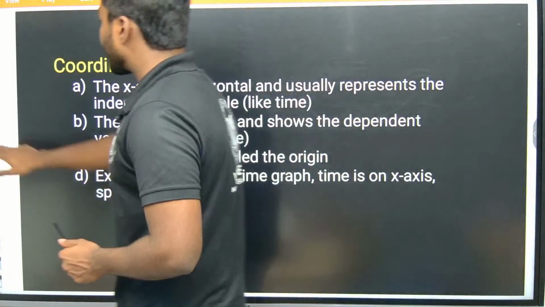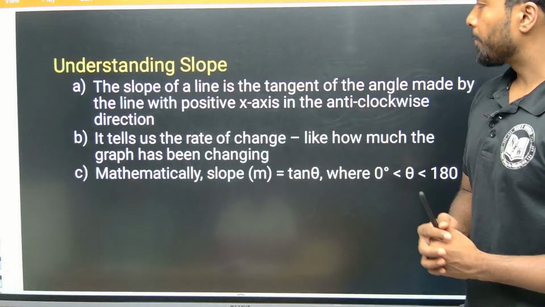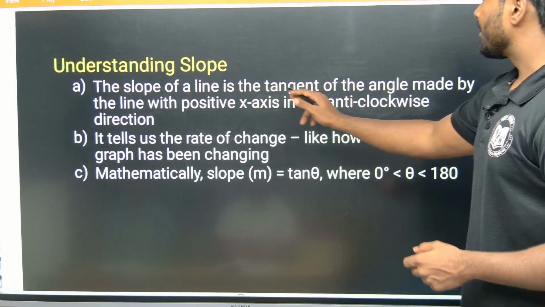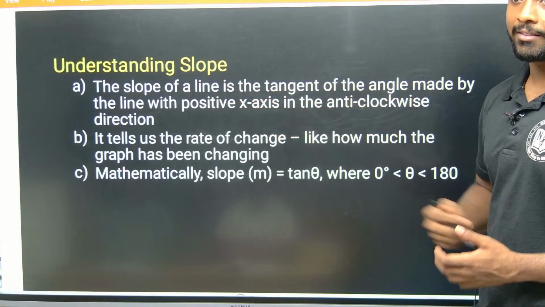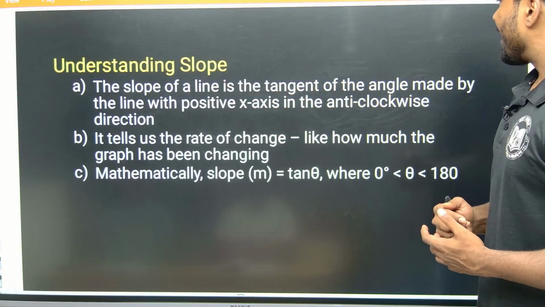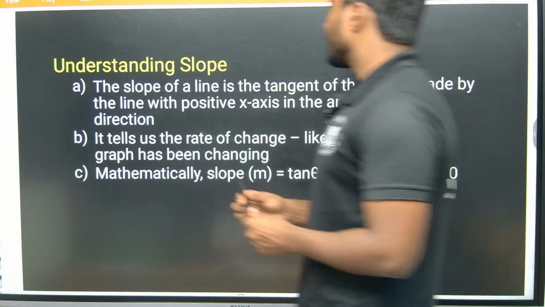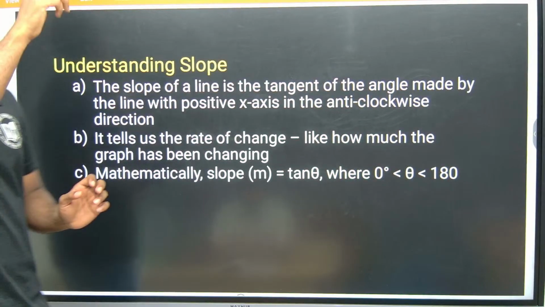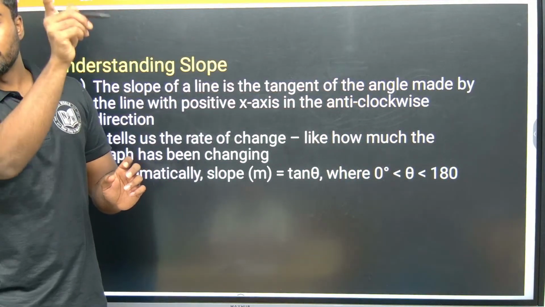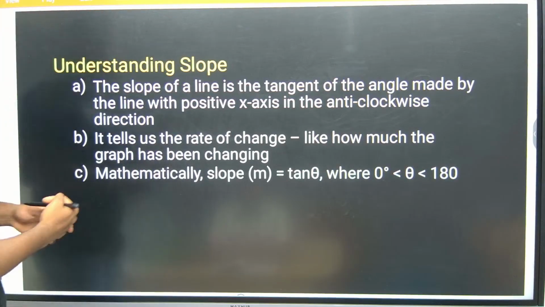The next one is slopes. The slope of a line is the tangent of the angle made by the line with the positive x axis in the anti-clockwise direction. Anti-clockwise direction in the sense, on a clock, if I go from 1 to 2, 2 to 3, it is clockwise. If I go in the reverse manner, it is anti-clockwise.